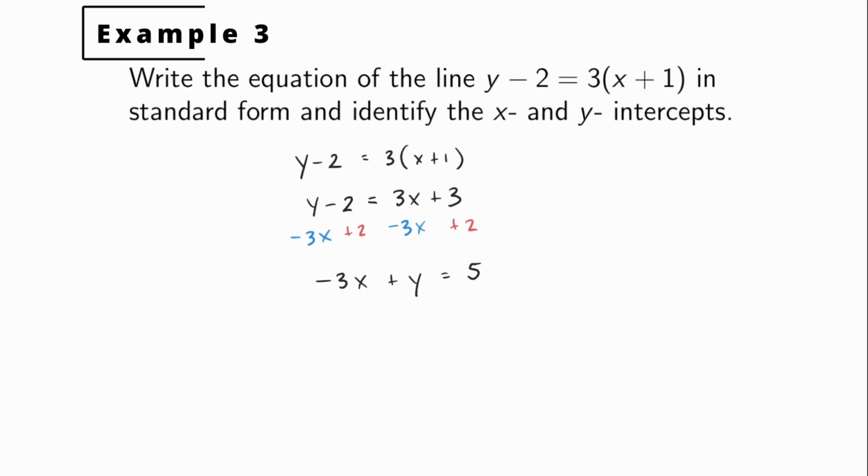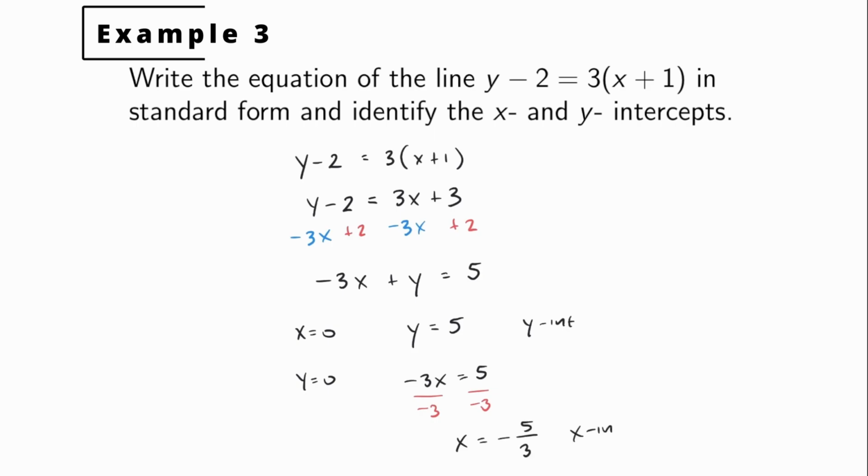Now to find the intercepts, we can just use the technique we learned from that video on intercepts. To find the x-intercept, we set y equal to 0 and solve for x. To find the y-intercept, we set x equal to 0 and solve for y. By setting x equal to 0, we get y equals 5 is the y-intercept. If we set y equal to 0, we get negative 3x equals 5. Then if we solve this for x, we divide by negative 3 on both sides, and we get that x is 5 over negative 3, or just negative 5/3.